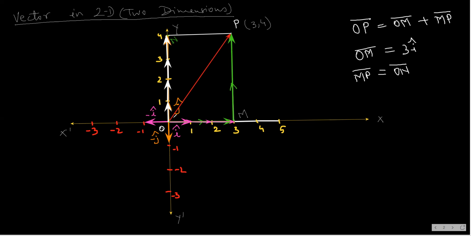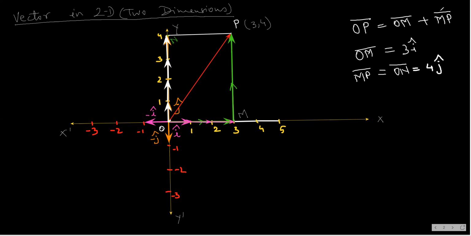ON bar is collinear. ON bar is in the direction of j cap and it is 4 times j cap. Look at ON bar. ON bar is this way. So it is in the direction of j cap and its magnitude is 4 times j cap. So what is ON bar? ON bar is 4j cap.